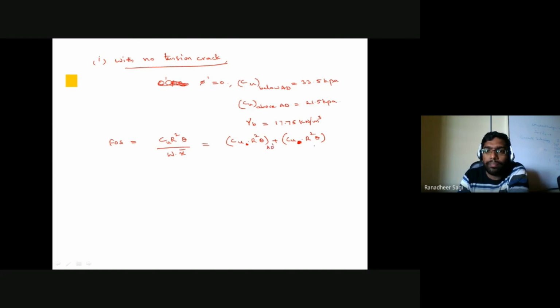A to D dash region, and this is D dash to B region. This total divided by weight of the soil. How do we write down the weight of the soil? Weight of the soil is nothing but the unit weight of the soil, the bulk unit weight of the soil, what is given, into the volume of the soil, into X bar.